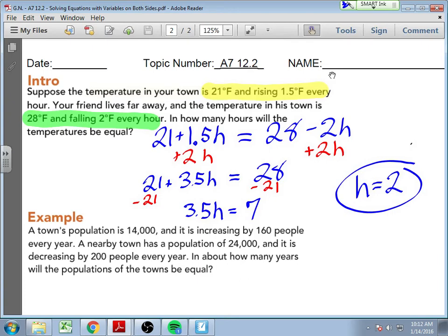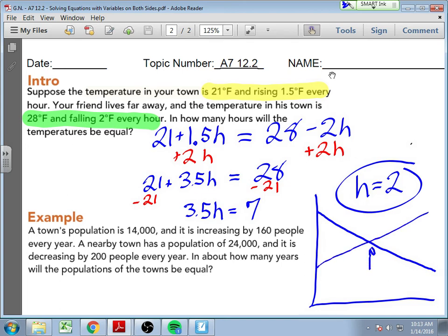So, yeah, in 2 hours, our towns will have the same temperature, and then his town will keep falling probably, and my town will keep going up. So if we were to graph that, we're not to that point yet, but his town starts higher, is dropping. Our town starts lower, is rising. Where they cross, that would be our 2 hour point. So we're not there yet, but then what would the temperature be then?